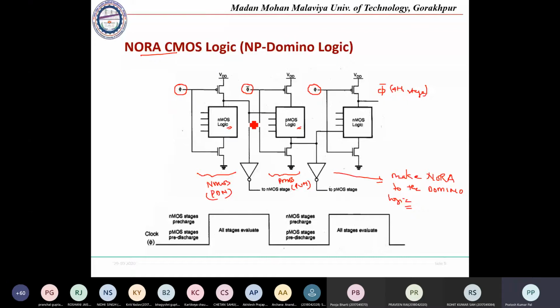So the first advantage is that it will not require an inverter, because this inverter is only considered here to make NORA logic compatible with the domino logic. There is no need of an inverter, because alternate NMOS and PMOS stages are being used. The second advantage is it gives us an architecture that is a pipelined architecture.